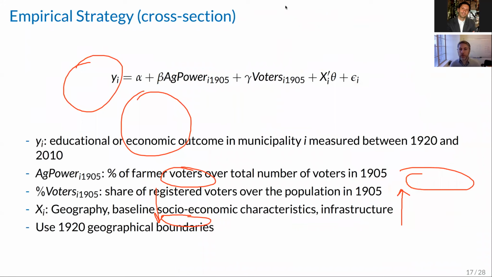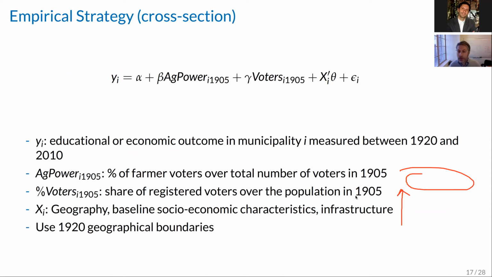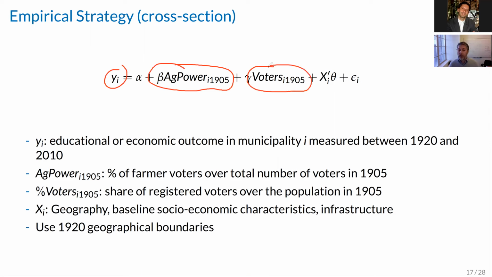Okay, so in terms of empirical strategy, we're going to do two things. The first thing is that we're going to estimate a series of cross-section regressions where we regress measures of education, like literacy, for example. We're going to start in 1920, and regress that against the measure of agricultural power in 1905, or agrarian elite. We're going to control for the number of voters relative to the total population, because that's going to be important.